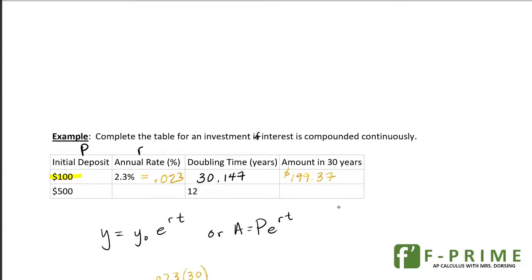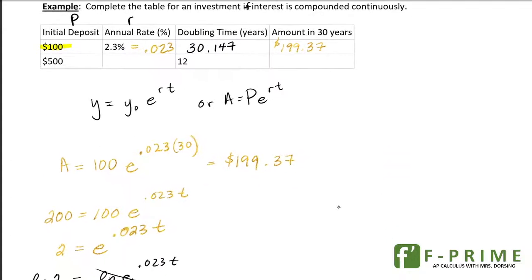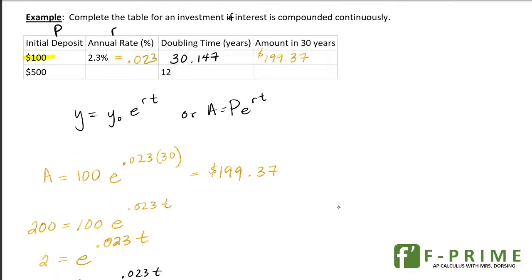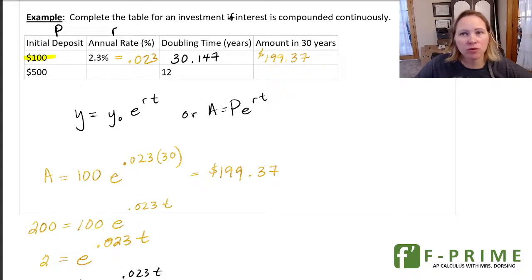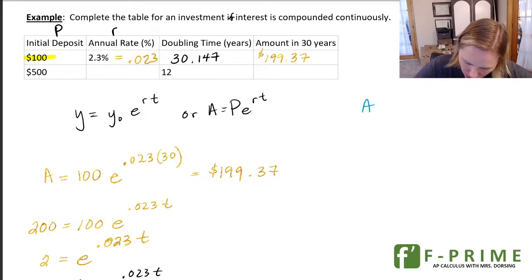AP Calculus. Now, the next type of problem asks me to complete the table for an investment of $500, and if that investment is $500, we need to find what the rate was when I started with $500 and it took 12 years to double. So I'm going to approach this problem by just starting with the setup. I'm going to say A equals 500 times e to the RT.